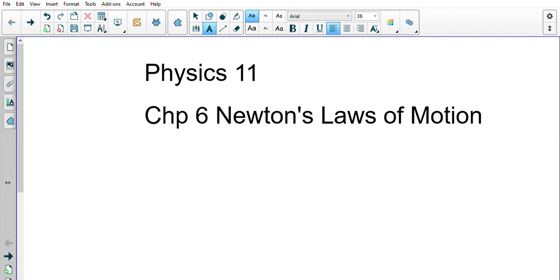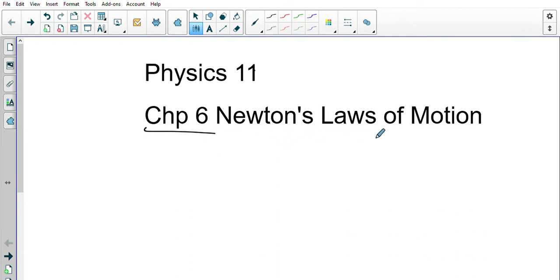Here we are, and we're starting off with some physics. Well, this is physics, so of course we're starting with physics. But what we're doing here is taking a look at Newton's laws of motion. Now, this corresponds to chapter 6, but not that you have a textbook for that to make any sense. So anyways, we're taking a look at Newton's laws of motion, and we're continuing from there.